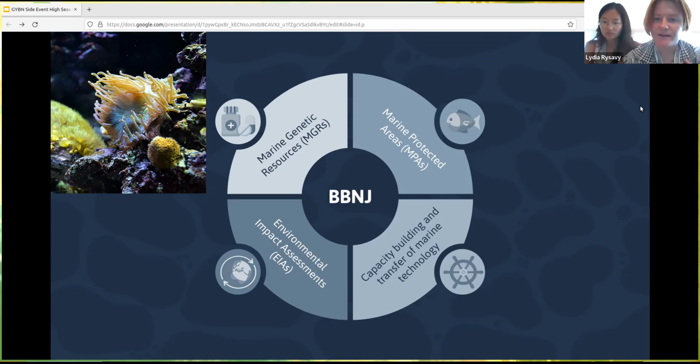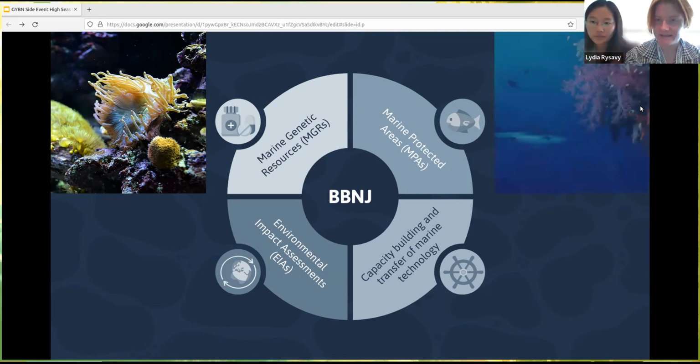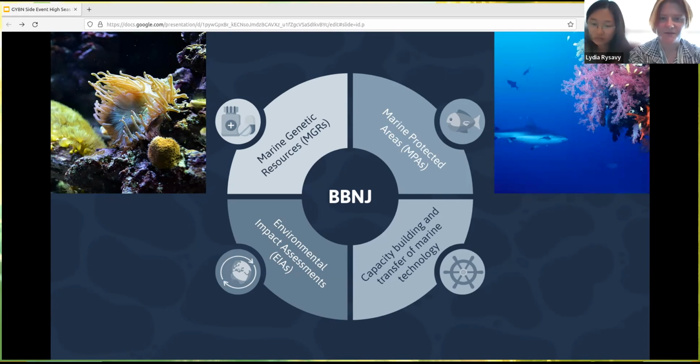The second part is about marine protected areas, or MPAs, on the high seas, because right now only about 1% of the high seas is under some sort of protection. And that is because we really just don't have any way to implement MPAs, which the treaty could help with.